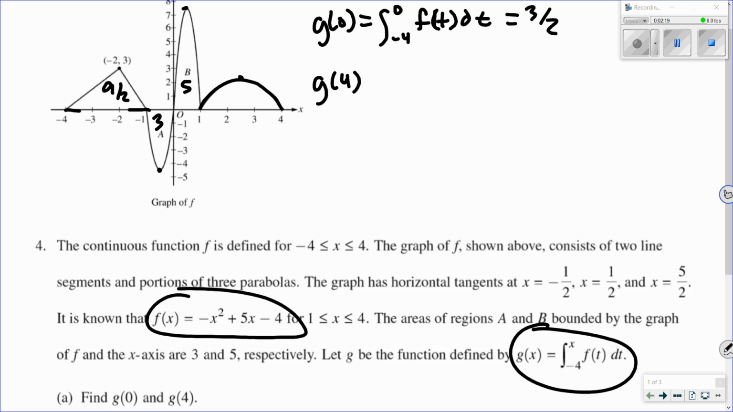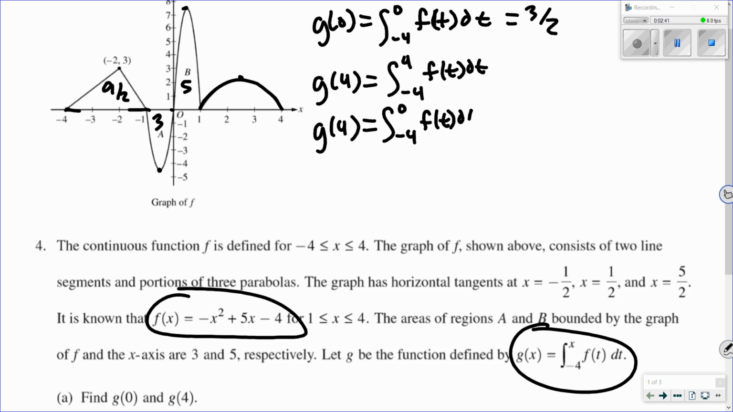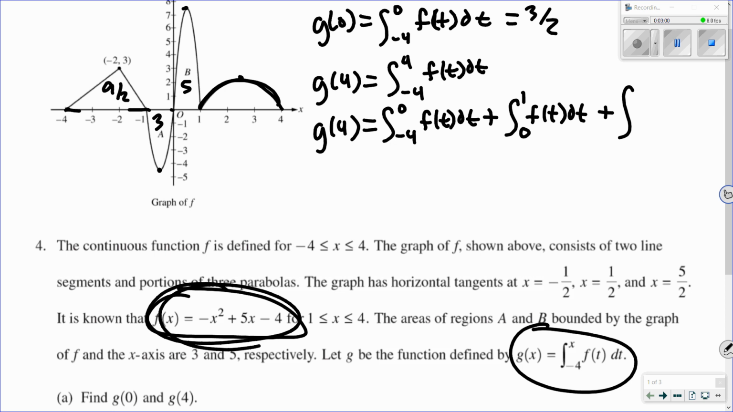G of 4 is a little bit tougher. We're finding the integral from -4 to 4 of f of t. Well, I already know the area from -4 to 0. So I'm going to break that integral up. I'm going to say g of 4, excuse me, is equal to the integral from -4 to 0 plus the integral from 0 to 1, because I know that's area B right there, and I know what it's equal to, plus the integral from, and this last part we know is defined by this function down here. So we could say it's the integral of -x squared plus 5x minus 4 dx, from 1 to 4.